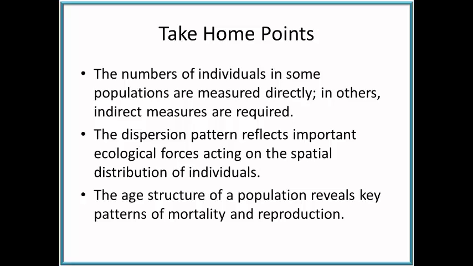The take-home so far, to sort of review, is that the number of individuals in some populations is going to be measured directly, either by direct census and tallying. In others, you'll have to use indirect methods such as capture, release, and recapture. The dispersion or distribution pattern reflects important ecological forces acting on the spatial distribution of individuals, and the age structure of a population reveals key patterns of mortality and reproduction.